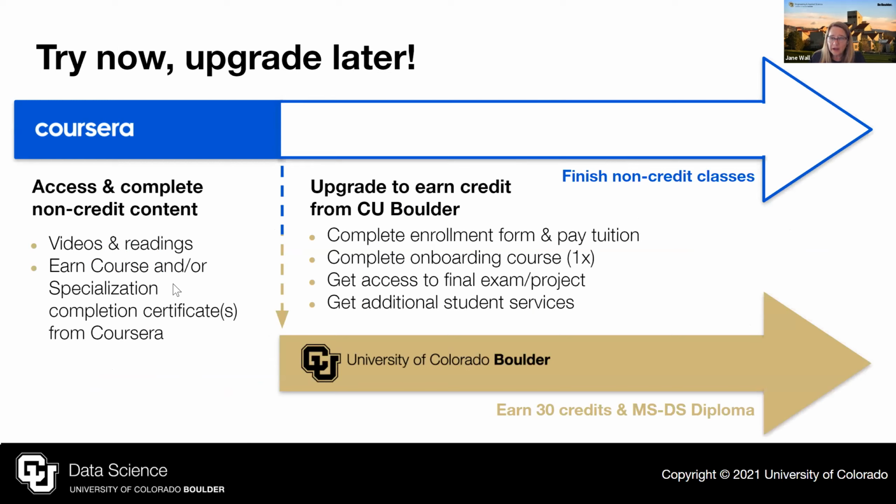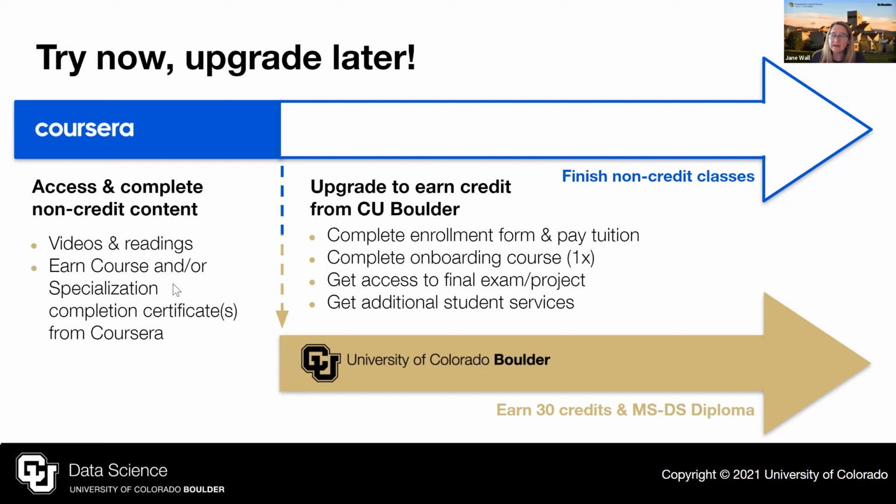If you'd like to earn credit from CU Boulder, you must upgrade from the non-credit to the 4-credit version of the course. To do this, you complete our quick enrollment form online and pay tuition. Then new students are required to complete the onboarding course before they can access the 4-credit content. It normally takes a few hours to complete.